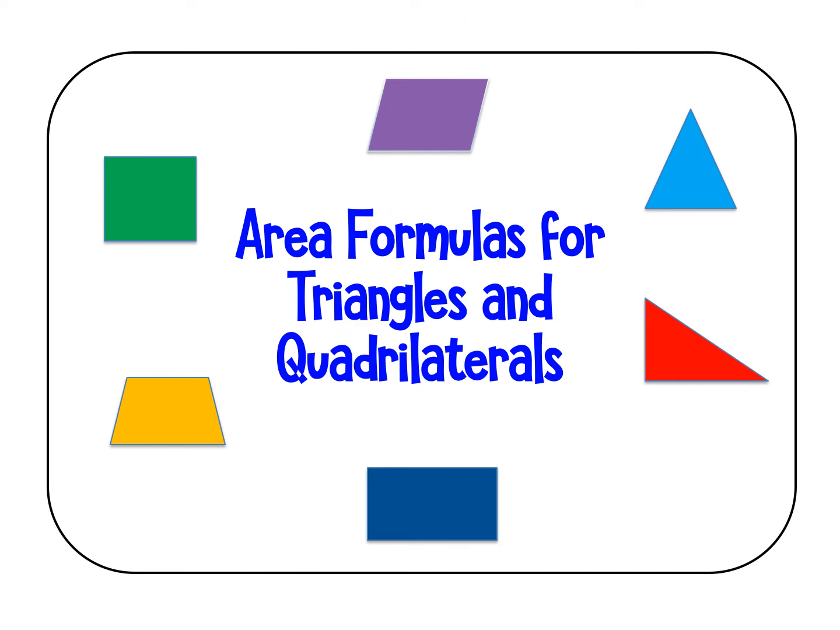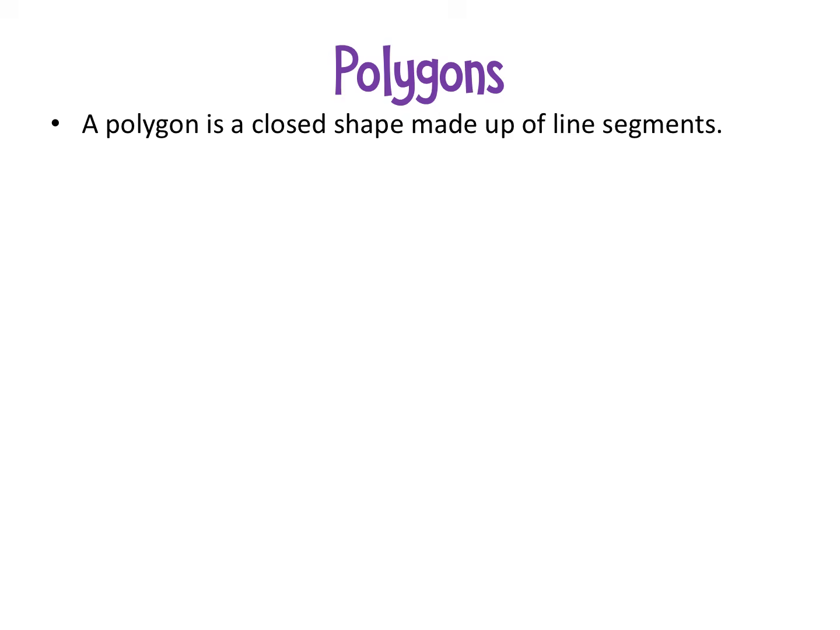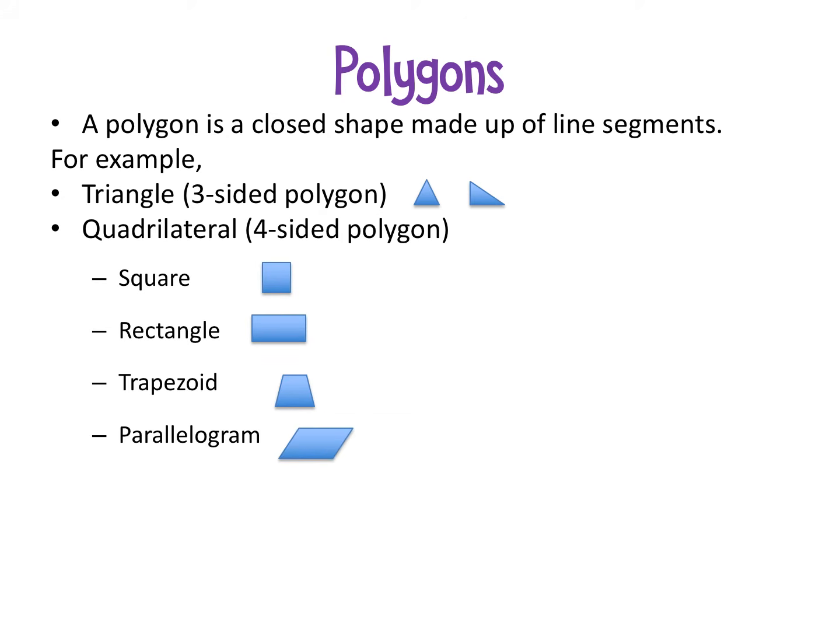Today we'll be looking at area formulas for triangles and quadrilaterals. Triangles and quadrilaterals are polygons, which means they are closed shapes made up of line segments. For example, a triangle is a three-sided polygon. We'll look at common triangles and right triangles. Quadrilaterals are four-sided polygons. We'll look at squares, rectangles, trapezoids, parallelograms, and rhombus.